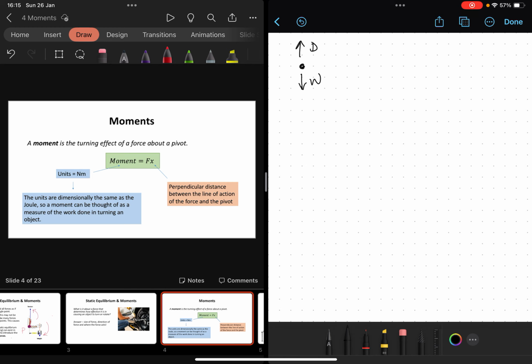But first of all, let's just look at units. The unit of a moment is the Newton meter. Now that makes complete sense, doesn't it? Because it's force times some kind of distance. So dimensionally, the unit of the moment is the Newton meter. But I'd like to show you that that's actually equivalent to the joule, and that's going to really help us to understand what a moment is all about.